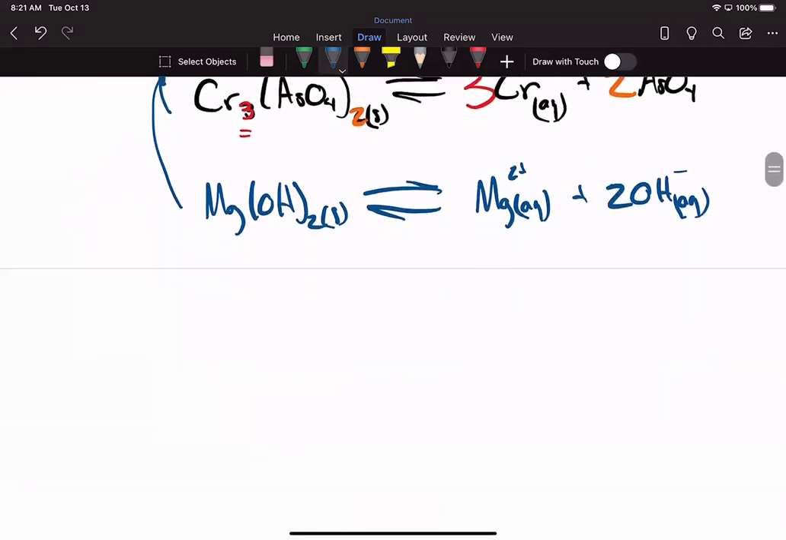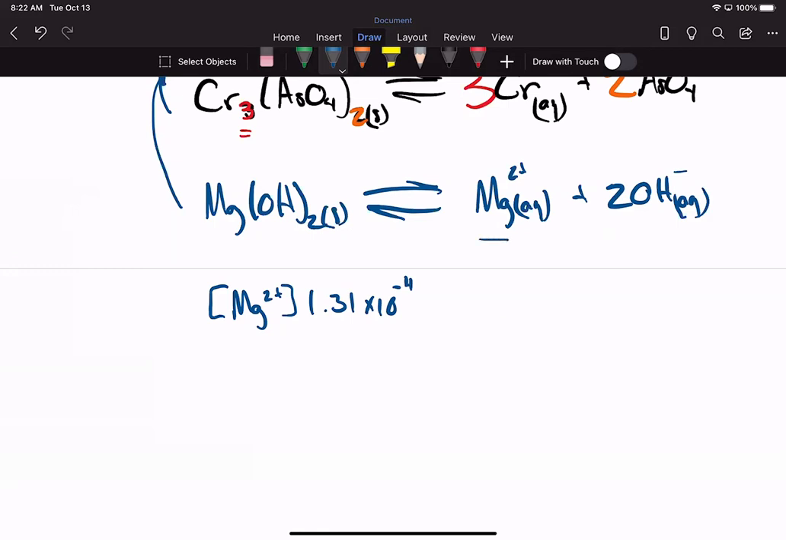So let me give you a value. How about, in order to calculate the KSP, right? Because remember, the K value is at equilibrium. All these K values are at equilibrium. So if I give you the concentration of magnesium, and let's say that it's 1.31 times 10 to the negative 4, right? So looking at this, this is again at equilibrium.